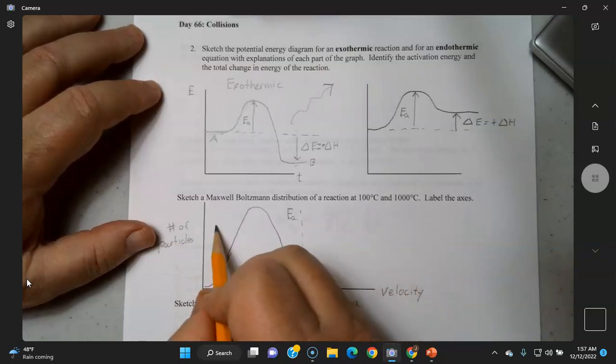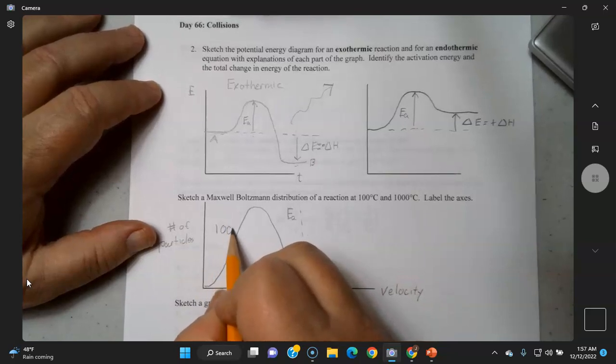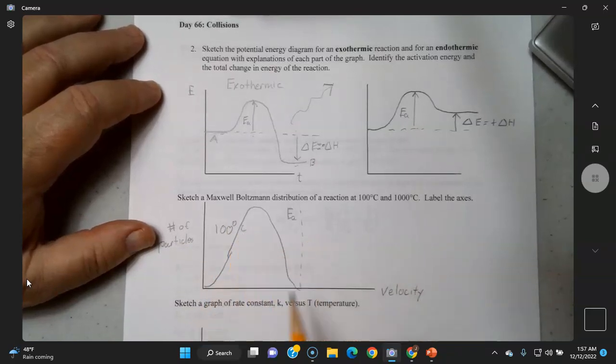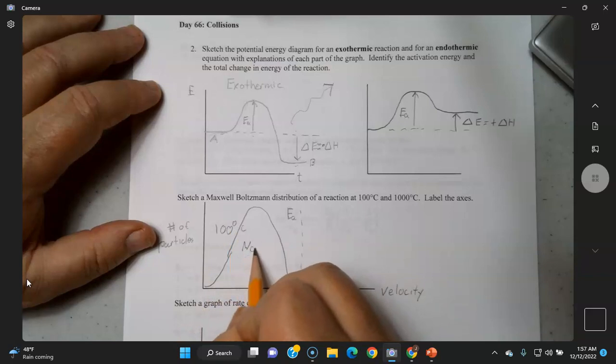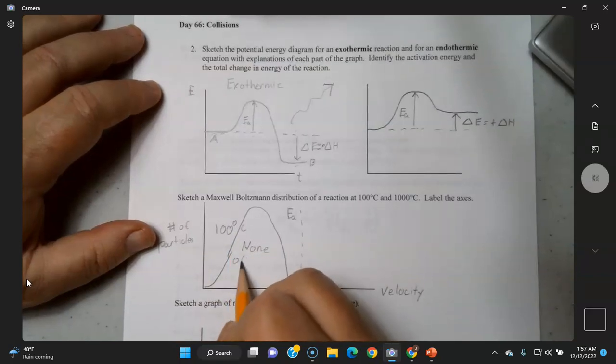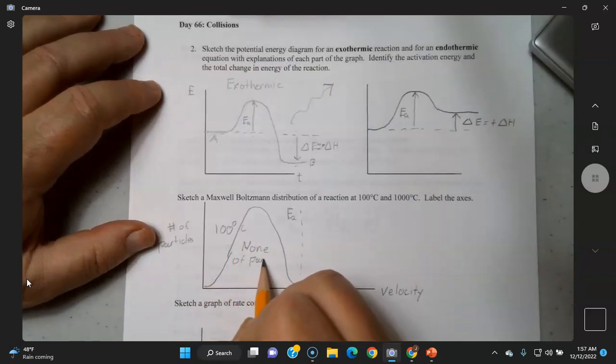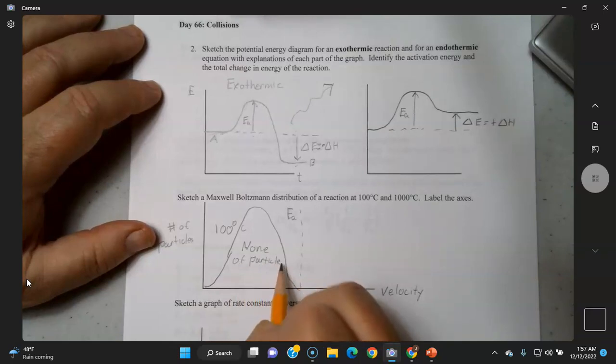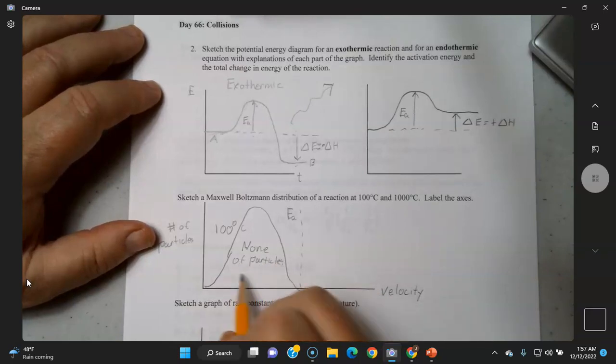And so this is 100 degrees centigrade. So none of the particles reach activation energy. That means the reaction doesn't take place. I'm going to write that, no reaction.